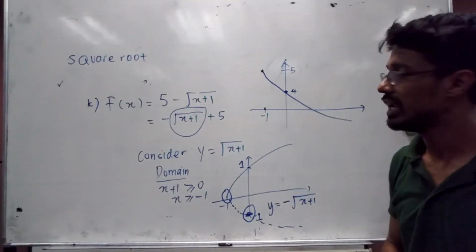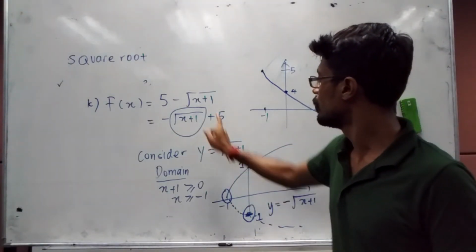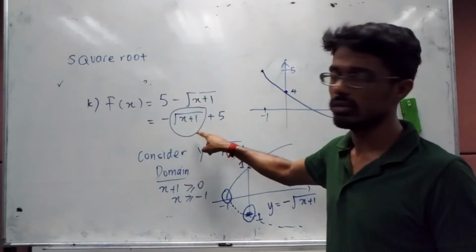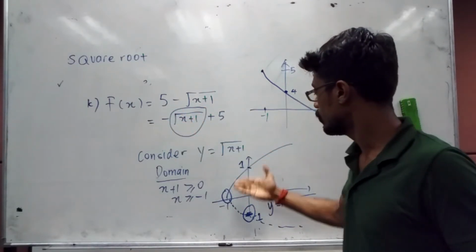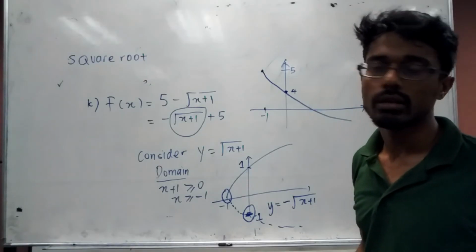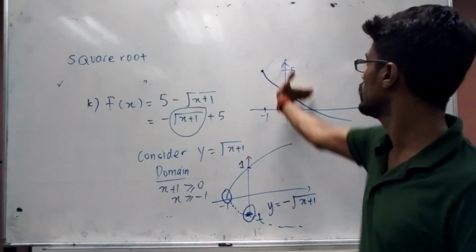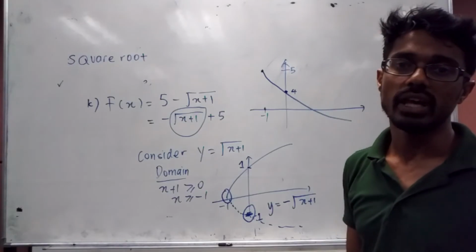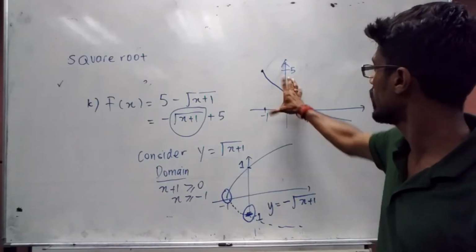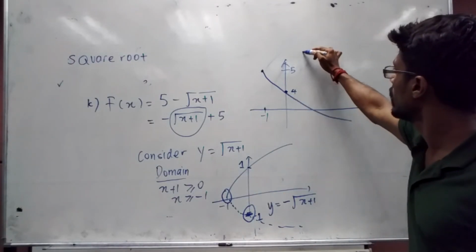I hope that's quite clear. To sketch this graph, first I consider drawing just this. Negative, you reflect about the x-axis, and plus 5, you shift it up by 5 units. Remember, the examiner is only concerned with the final output. So I can go and tell what is my domain.